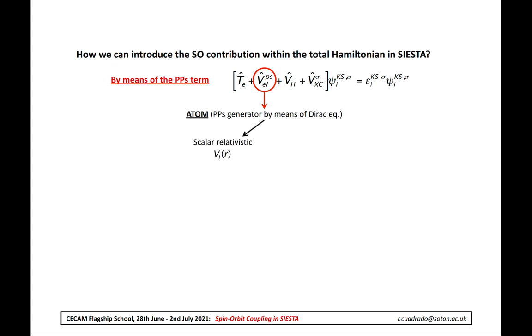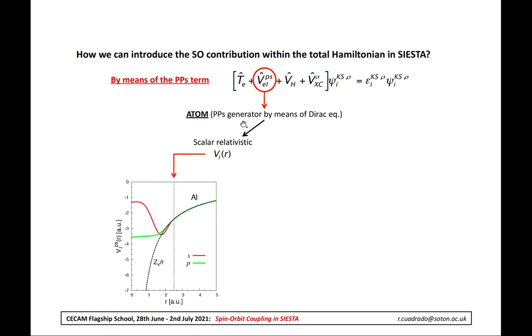In doing this, we obtain radial functions for each L quantum number, as we can see, for example, in this figure of the aluminum pseudopotentials. These two curves represent the radial functions for each L quantum number.